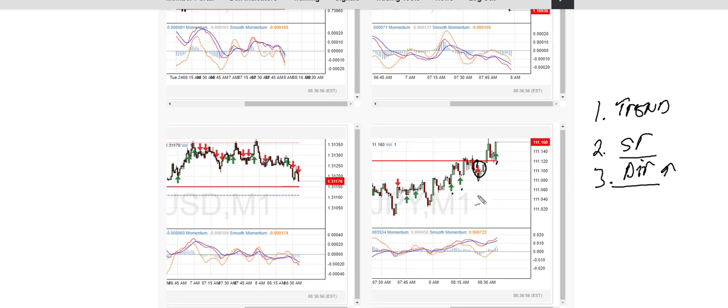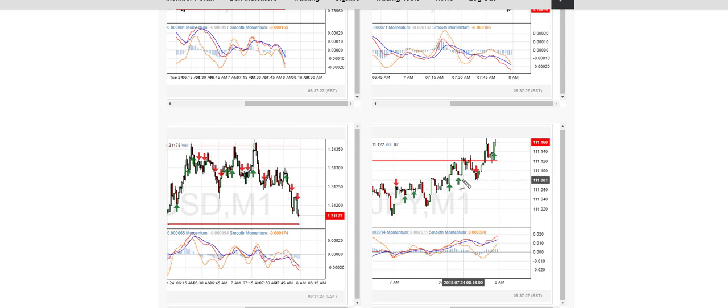I don't try to trade the pullback, and I never, ever, ever trade the second arrow. I'm always looking for that very first arrow. That's where the most success is.